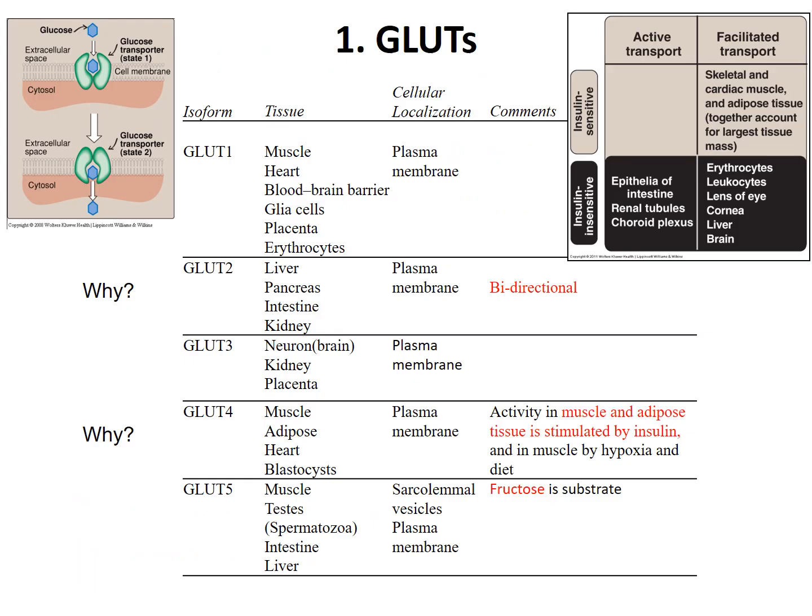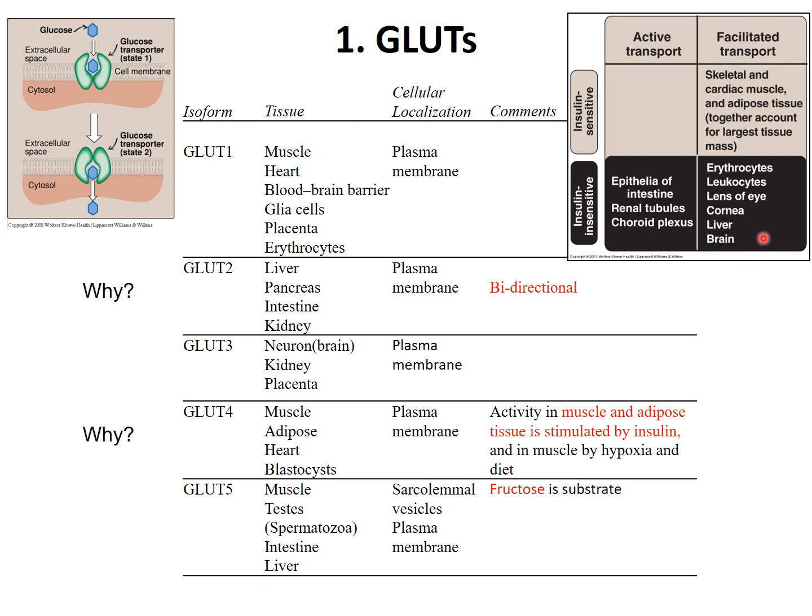Okay, let's go further. Here are the GLUTs. So glucose transporter. This is facilitated transport, putting the glucose through the cell membrane by conformational change, not using ATP for the process. GLUT 1, 2, 3, 4, 5 are listed in the tables. In this table, there are other GLUT isoforms too. So look at this one. This is a facilitated transport. It is insulin sensitive in certain cells, and it is absolutely not insulin sensitive in other cells.